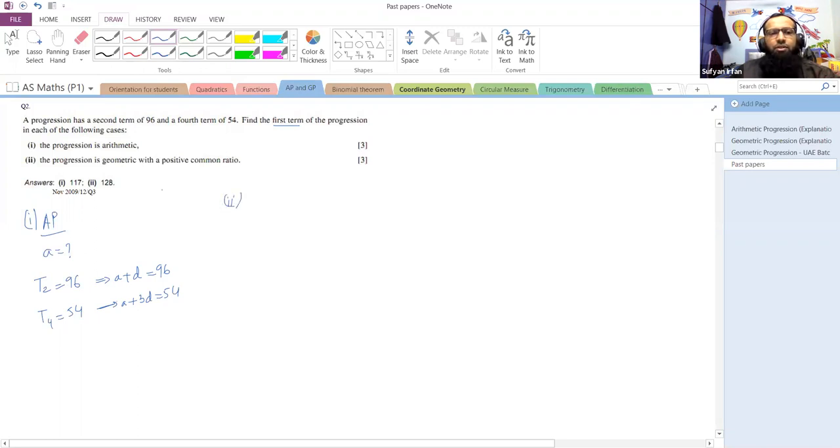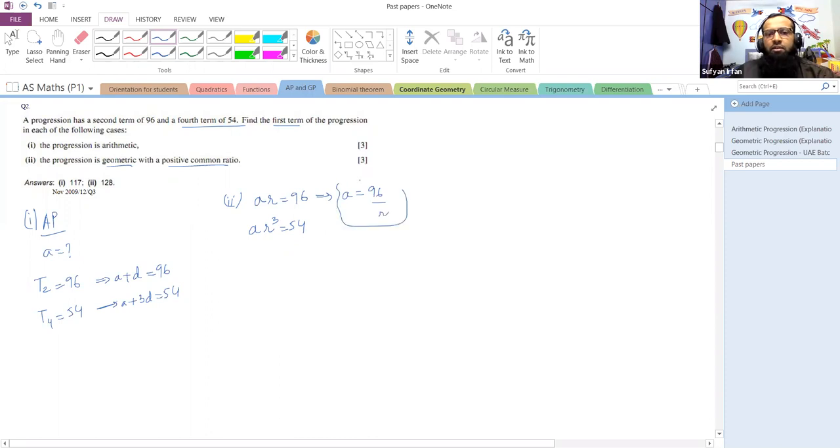Similarly, if the progression is geometric with a positive common ratio, the second term is 96. This means AR is 96. The fourth term is 54. This means AR cube is 54. If we solve the two equations simultaneously, we'll get the answer. Might be it can create a problem, so I'm just solving it over here.